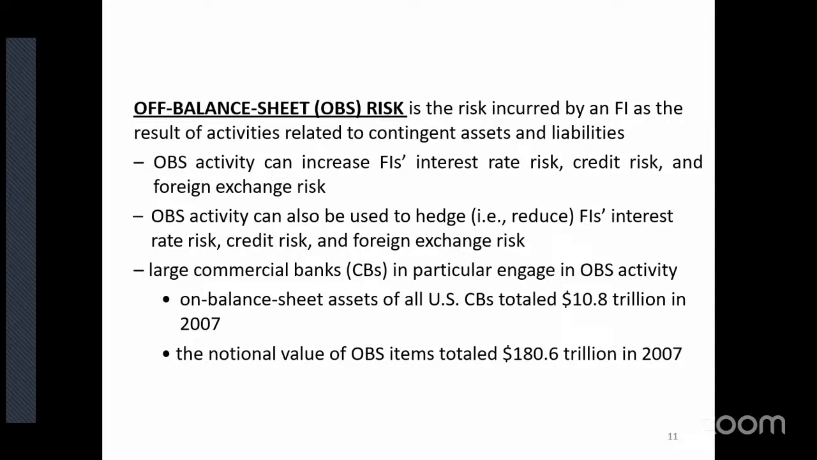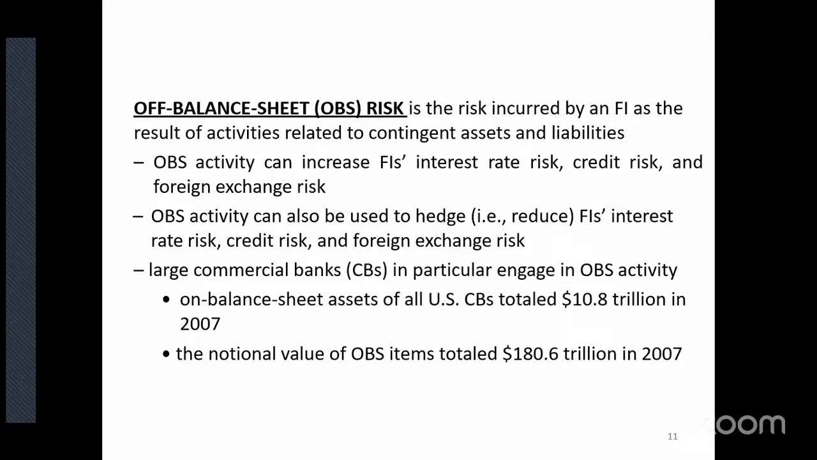Off-balance sheet risk is the risk incurred by an institution as a result of activities related to contingent assets and liabilities. Contingent means it may happen; there are chances it may happen. Off-balance sheet activities can increase a financial institution's interest rate risk, credit risk, and foreign exchange risk. They can also be used to hedge or reduce interest rate risk, credit risk, and foreign exchange risk.